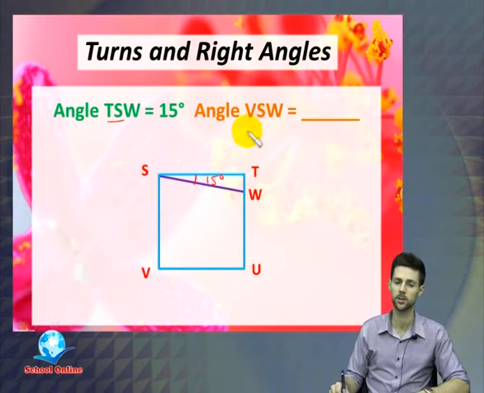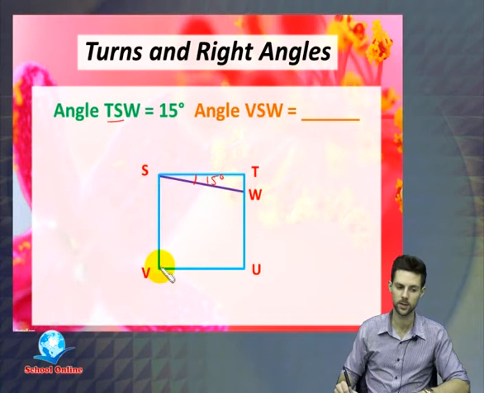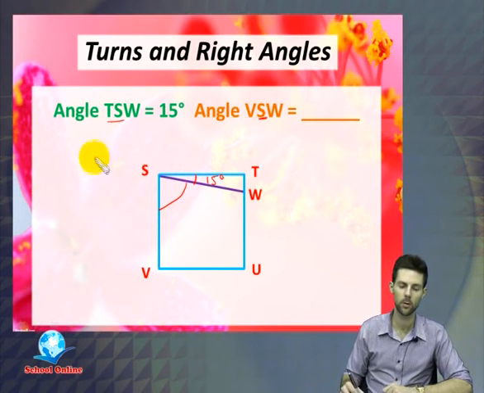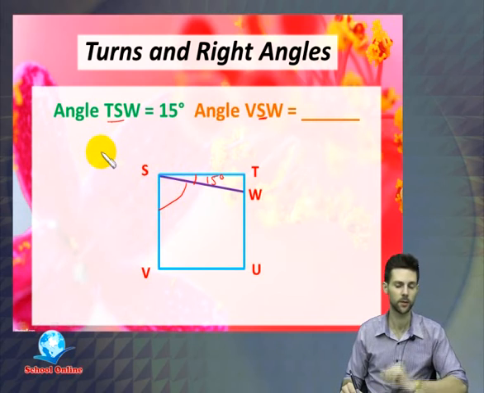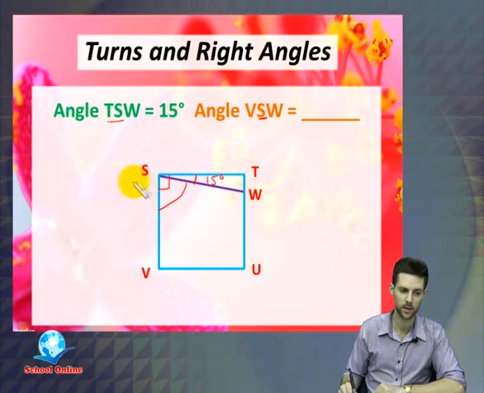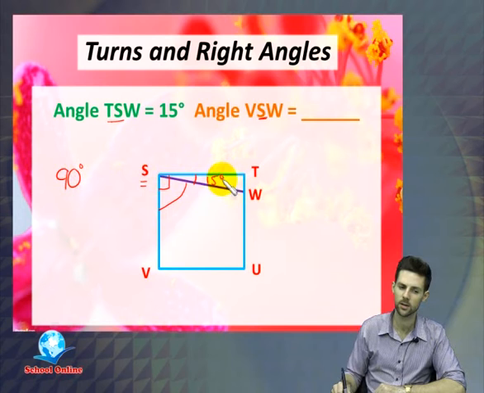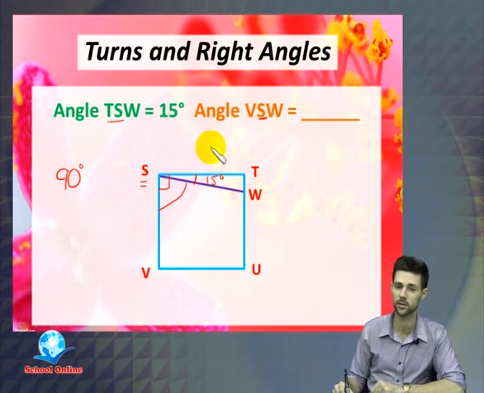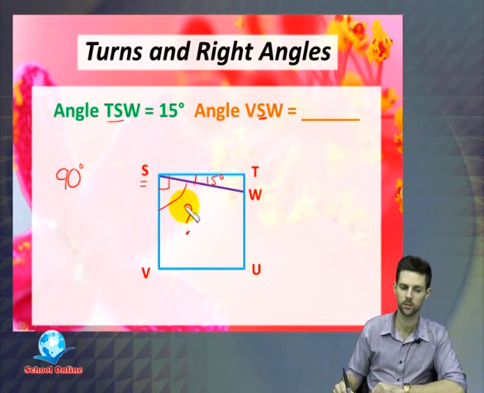What is angle VSW? V to S and S to W down here. So we want to measure this angle. How can we do that? Well, we know in a square there are 4 right angles, 4 angles of 90 degrees. So this angle altogether equals 90 degrees. And we know that this angle TSW equals 15 degrees. So to work out this angle, we minus the 15 degrees. And what does that give us?